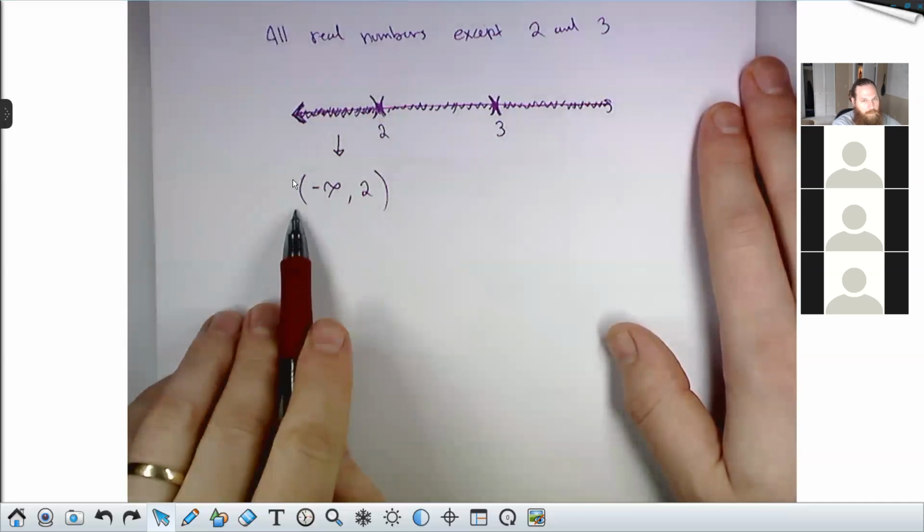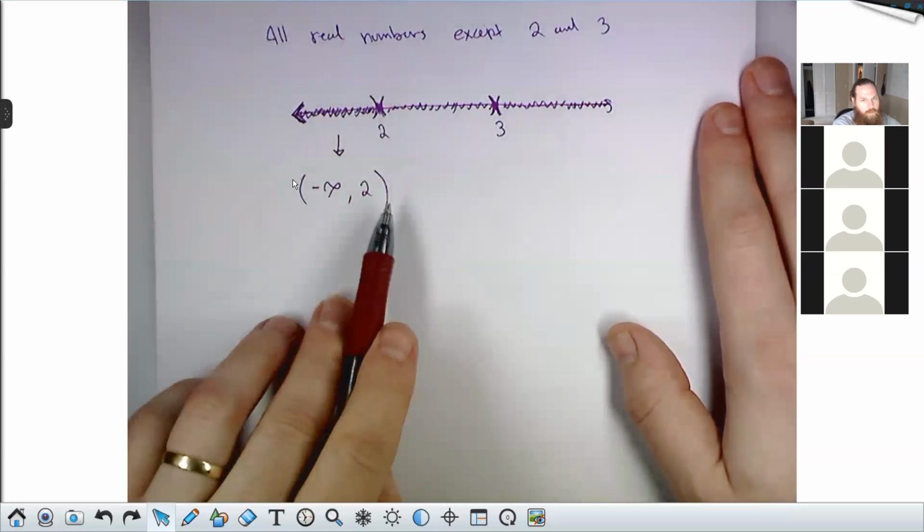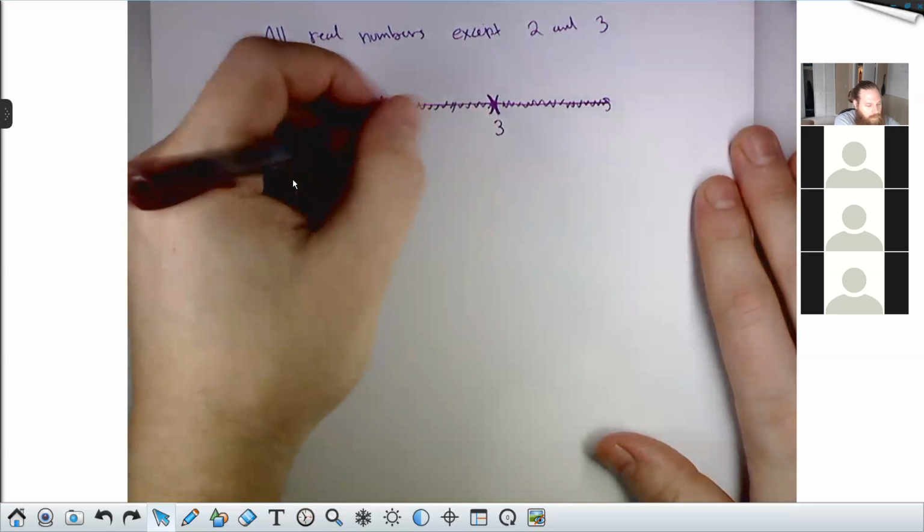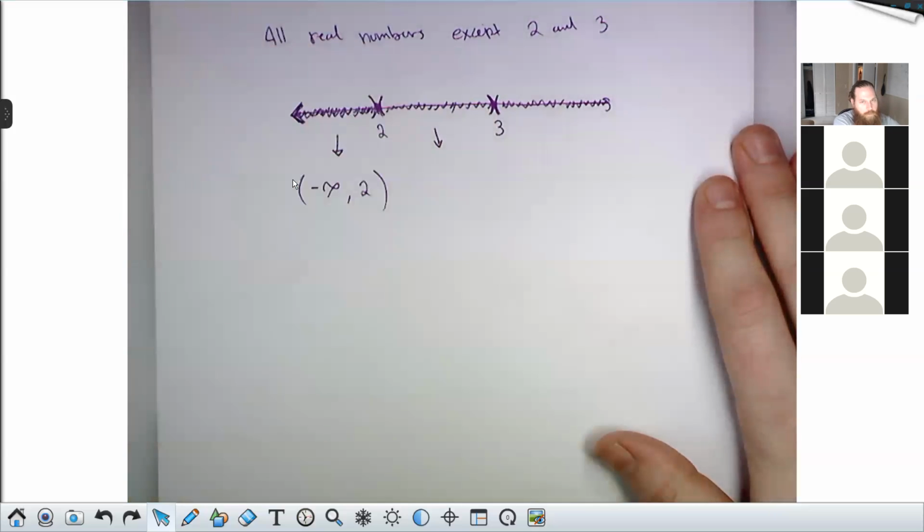We always use the open paren on the infinity symbol. Why do I use an open paren on the 2? You're not including 2. Very good. All right, what about these guys between 2 and 3 here? How would I write that?